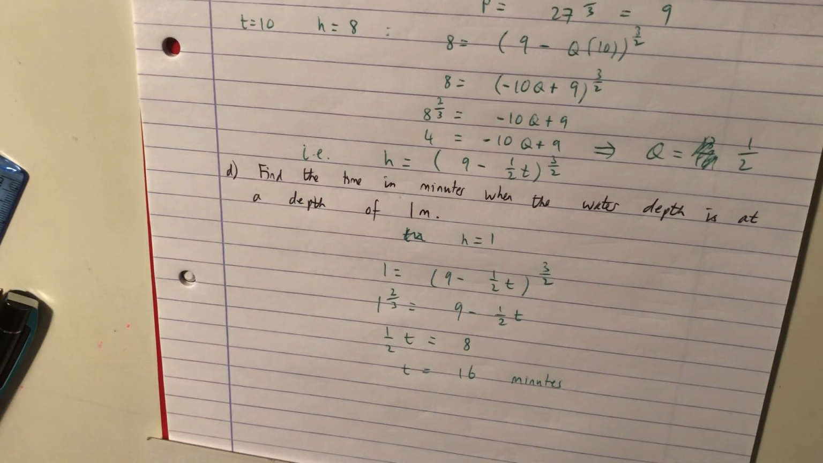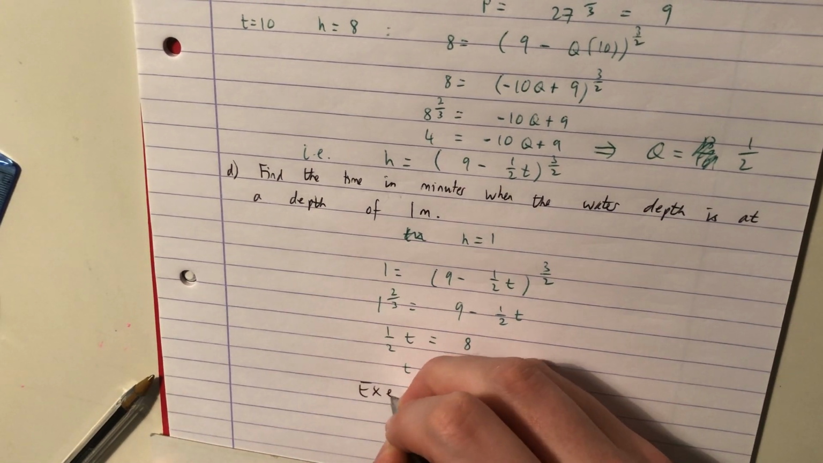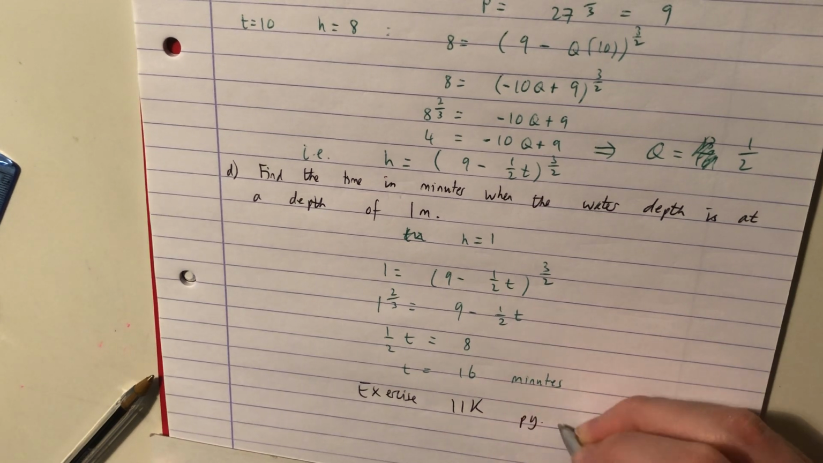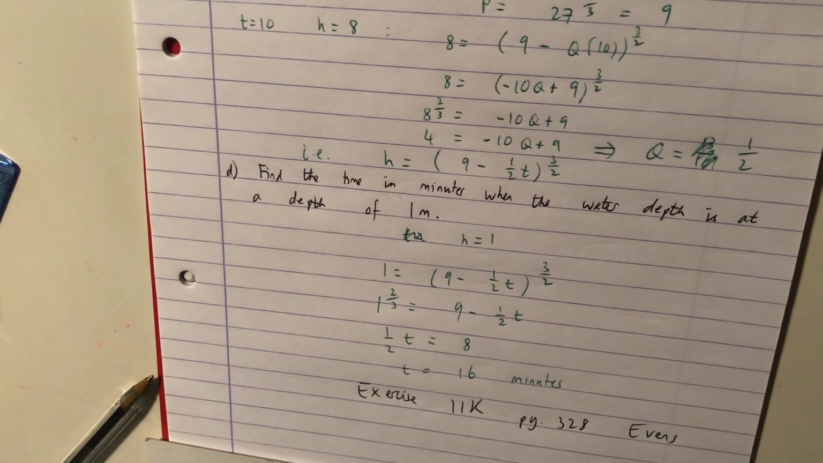Right, that was a long question. Right, so I'd like you guys now to finish off this chapter using exercise 11K, which is on page 328. Just do the evens. And yeah, this is the toughest subchapter or chapter in the entire single maths course, and to be fair, it is something which is going to come up over and over again even in further maths. You need to get this right.